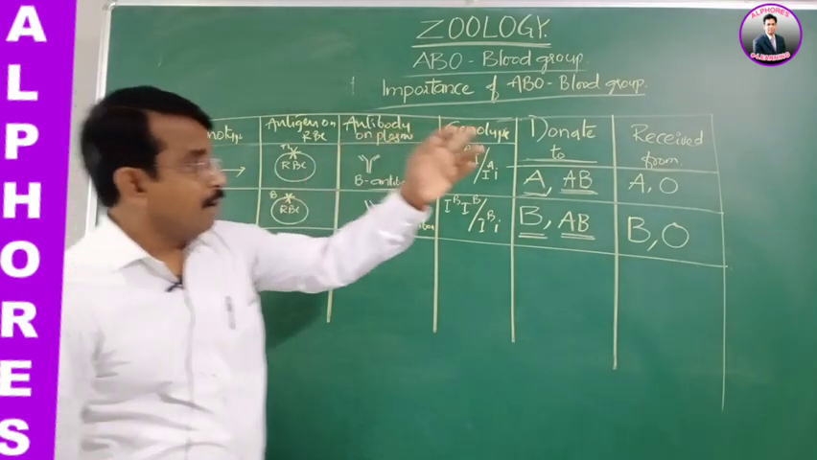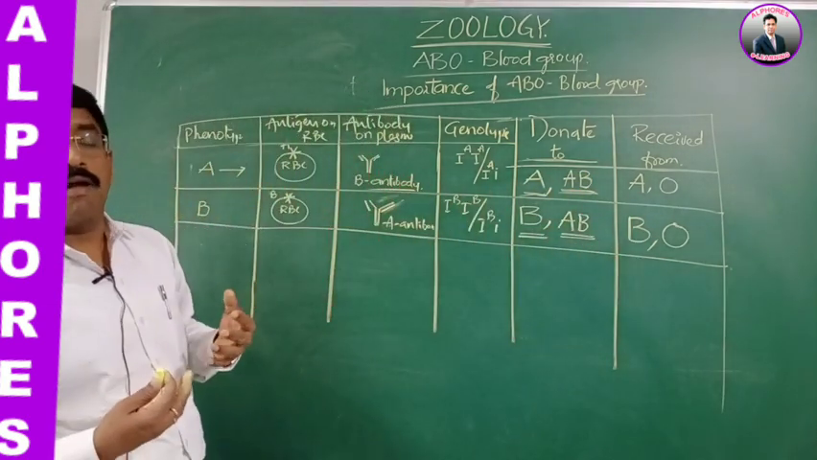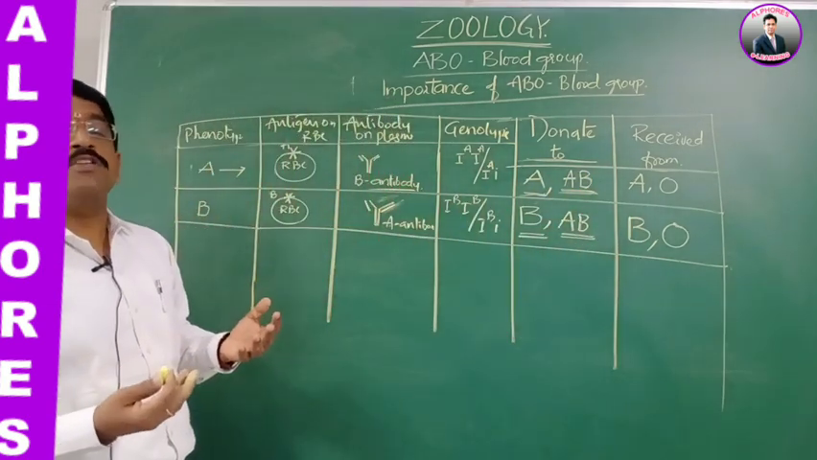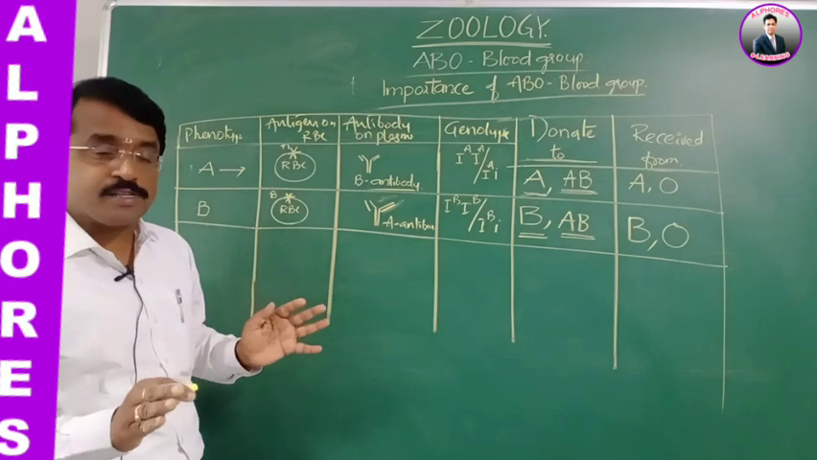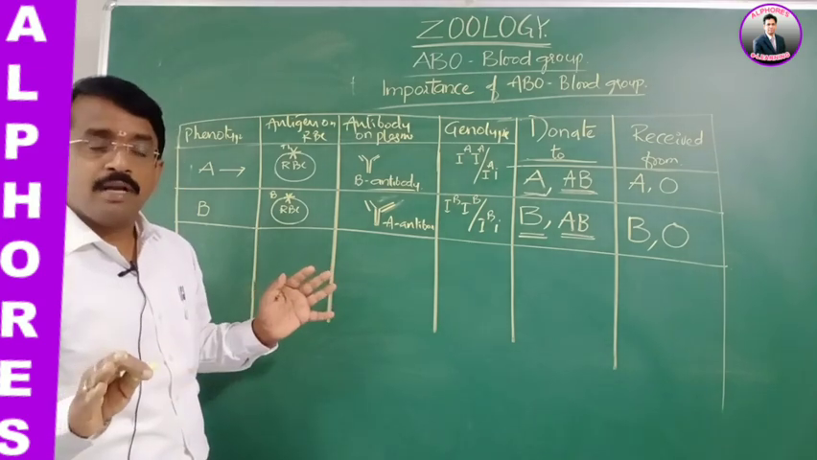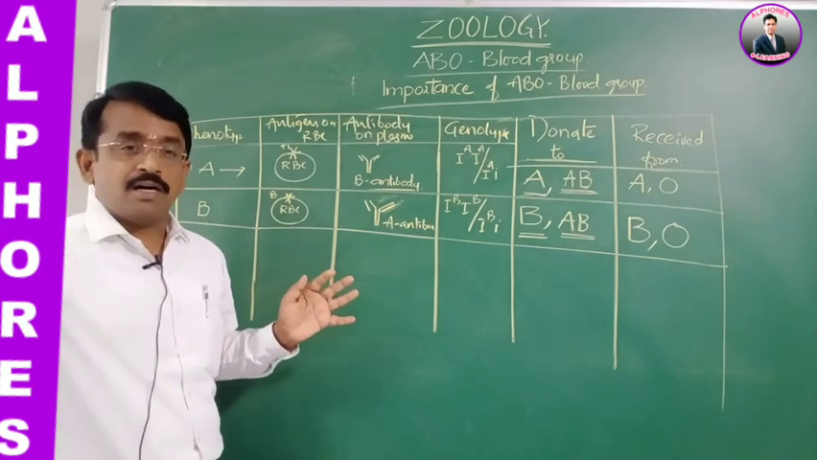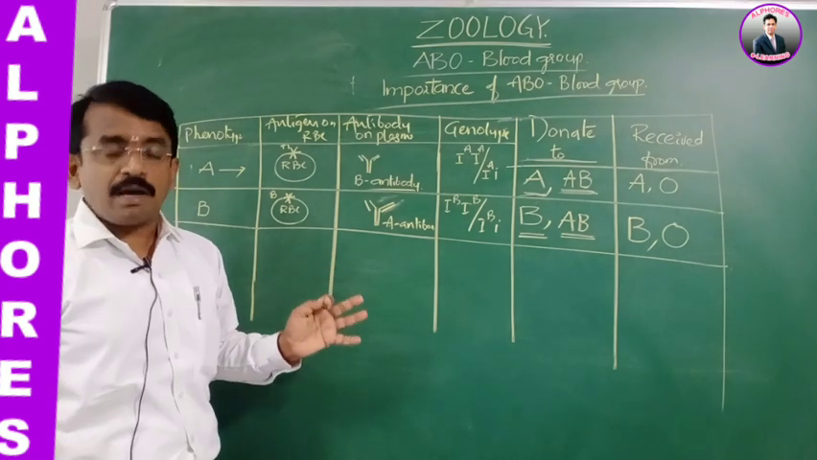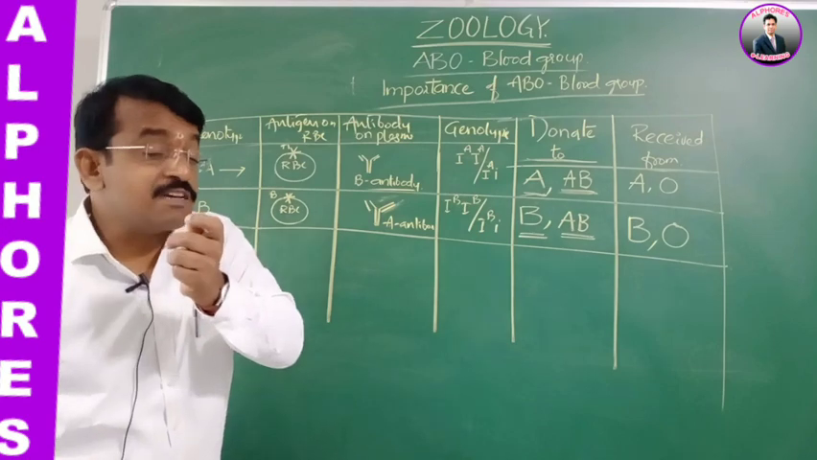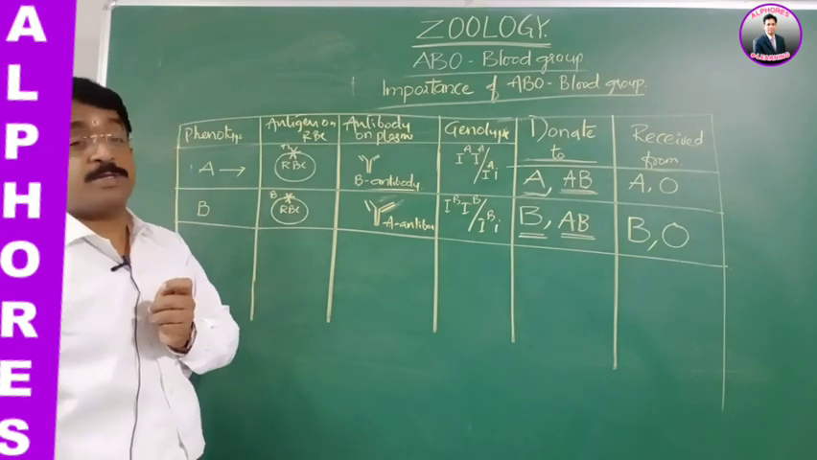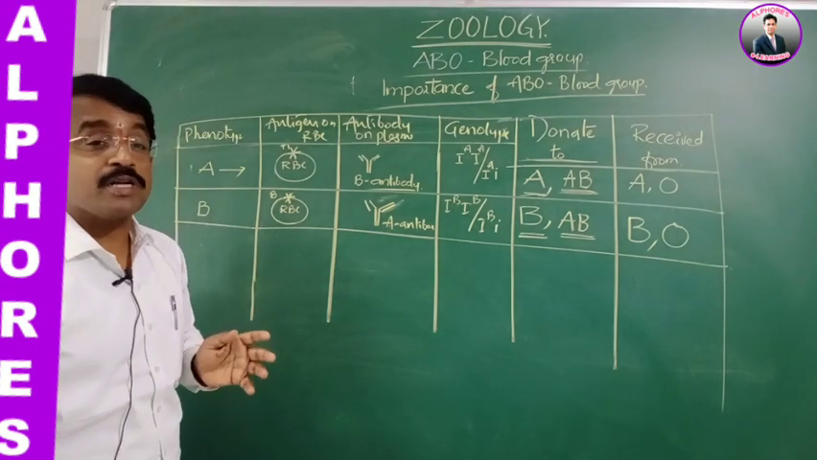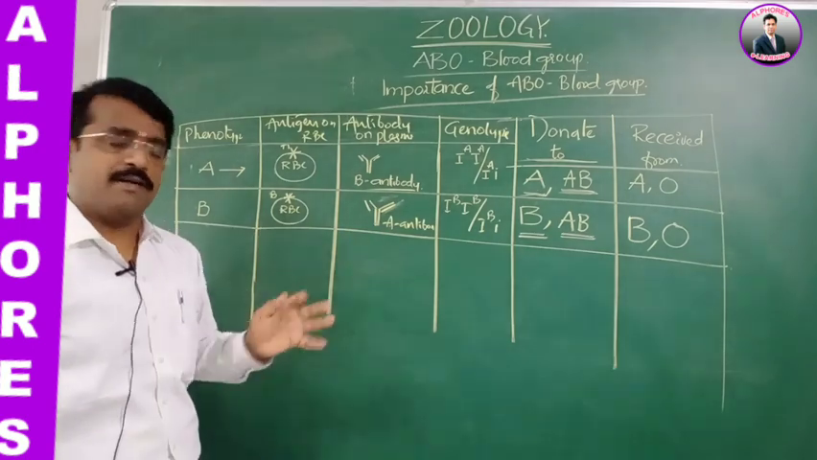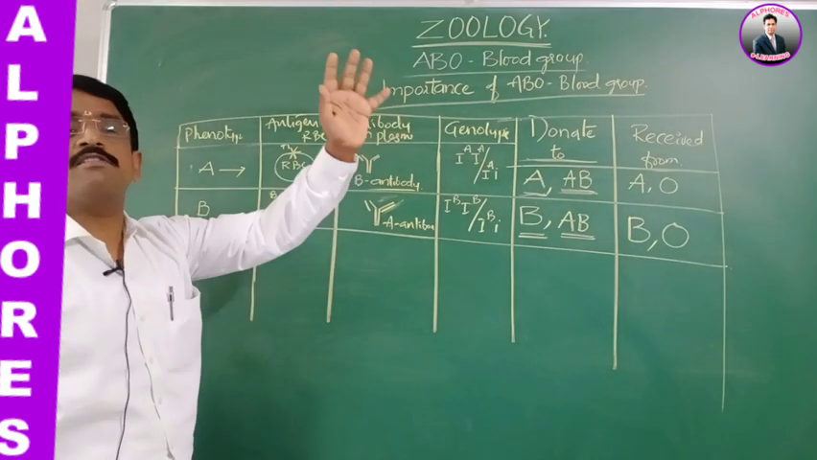The donor antibody, recipient antigen are of less importance. I am not ruling out that the donor antibody may clump against the recipient antigen, but it is not of that importance. It is of less consideration. It can clump, but it is not harmful for the body.